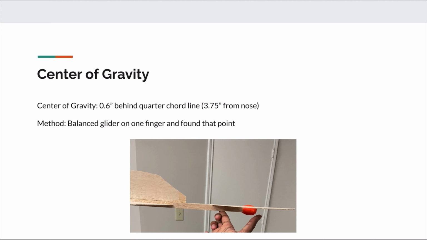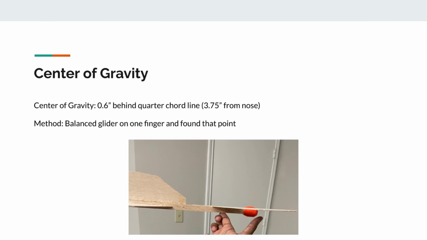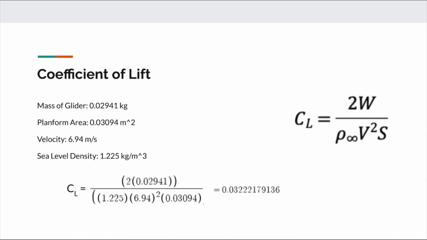Now, to measure the center of gravity, I balanced the glider on my finger to find that the center of gravity was 0.6 inches behind the quarter chord line, which also meant that the center of gravity was 3.75 inches from the nose of the glider. To measure the coefficient of lift, I used the formula given and found that it was approximately 0.0322. My work is shown on the slide.